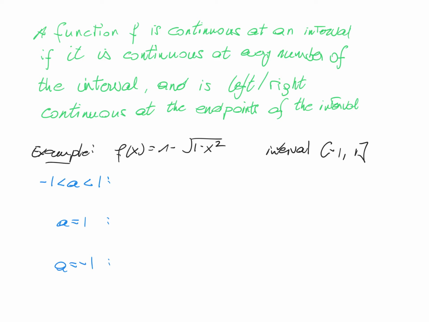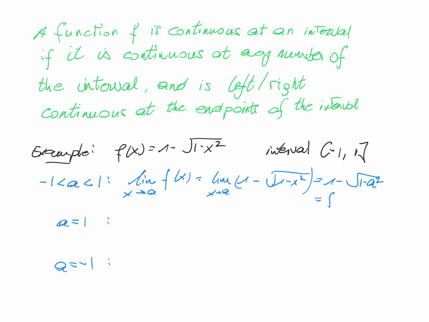And for each of them, we have to check the definition of continuity. Let's start off with the interior points. So in this case, we have the limit of f of x for x going to a. This one is the limit of 1 minus the root of 1 minus x squared for x going to a. And this is nothing else but 1 minus the root of 1 minus a squared. And of course, it's clear that this is also my function value, f of a. So my limit is equal to my function value. It is continuous on the interior.